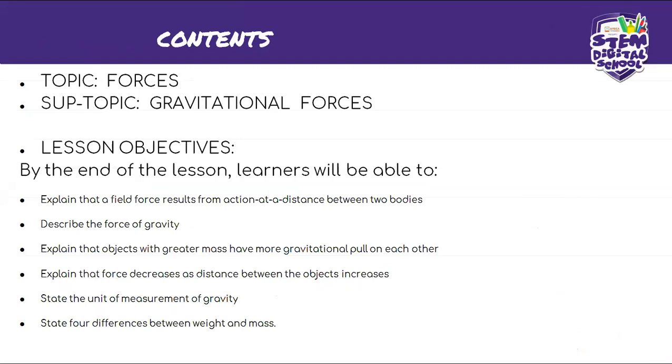Okay, so our lesson objectives for today are that by the end of this lesson, you should be able to explain that a field force results from an action at a distance between two bodies. Describe the force of gravity. Explain that objects with greater mass have more gravitational pull on each other, meaning the greater the mass, the greater the what, the force of gravity or the force of gravitational pull. Explain that force decreases as distance between the objects increases. So meaning here, force is inversely proportional to the distance. You should be able to state the unit of measurement of gravity, and at least you should be able to state four differences between weight and mass.